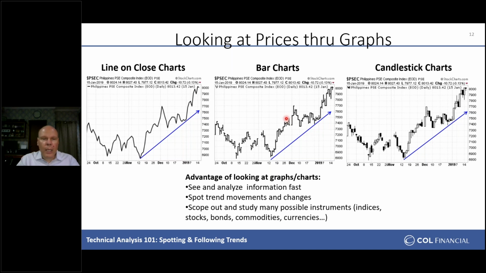But the advantage of looking at an image is really quite vast. One, you can see and analyze information quickly. You can spot trend movements as they take place. You don't have to guess, right? And you can scope up many types of different instruments. Because I can read a chart of anything, I can now become an analyst of anything: a commodity, a currency, a stock index, any stock, or even looking at interest rates.